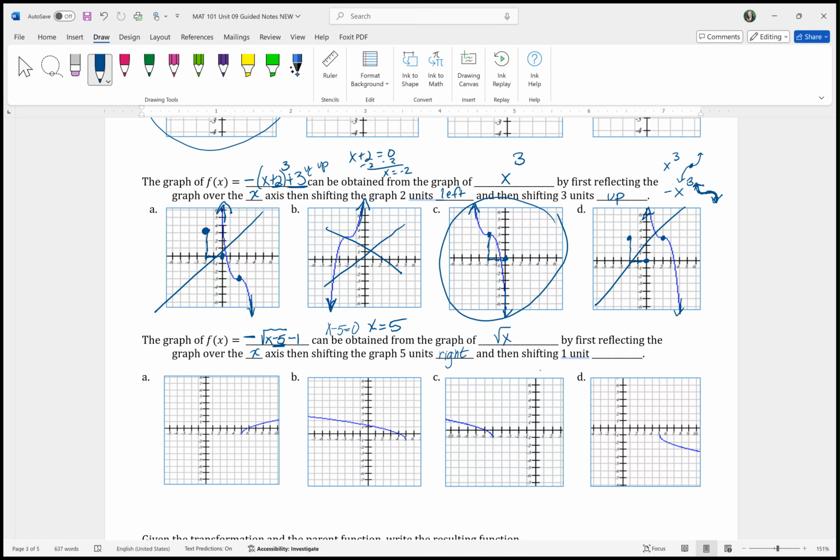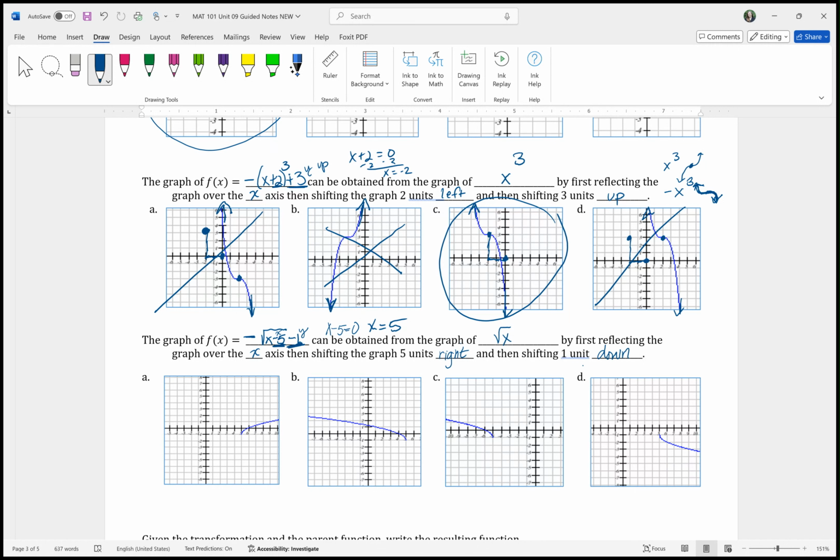And then shifting 1 unit. Is that inside or outside? That's going to be on the outside. Okay, inside tells your x what to do, but the opposite direction. Y is on the outside. The number on the outside tells your y what to do. That's going to go in the direction it says. So negative 1 goes down. So this is going to go down.